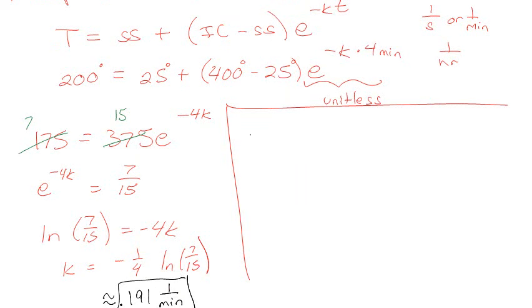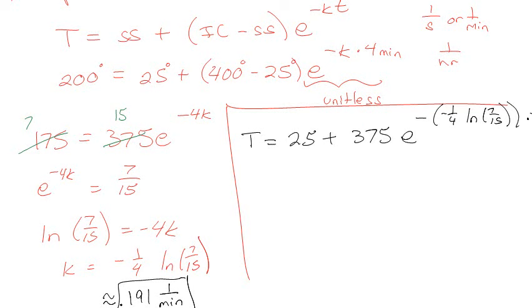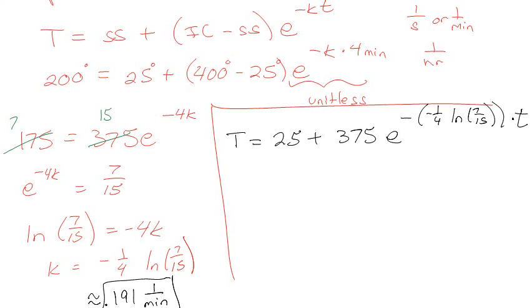So that means that in general, my format is going to be that whatever temperature I'm at is going to be equal to 25 plus 375 e to the negative negative 1/4 natural log of 7/15 times t, whatever the current time is, like that.